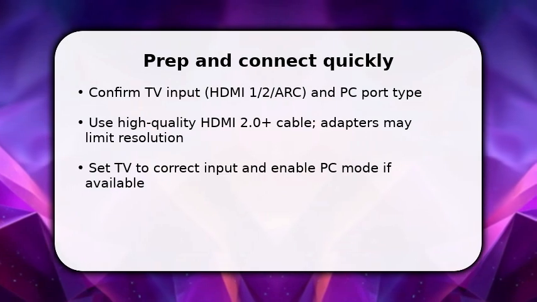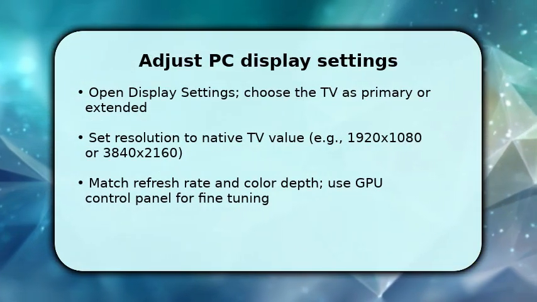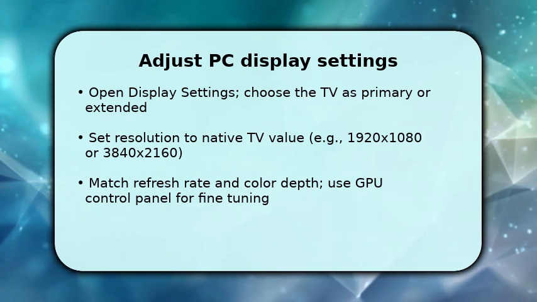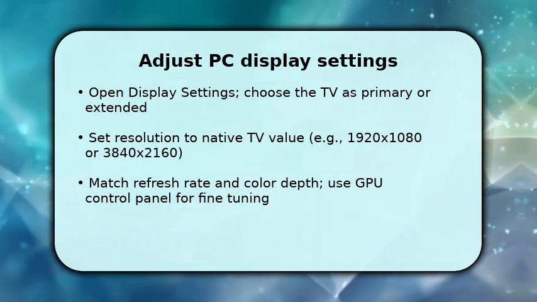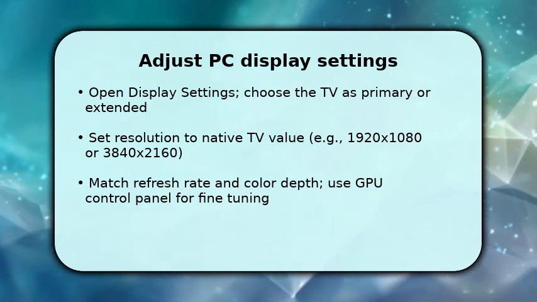Now you go into the PC display settings and select the TV as the active display. Choose the TV's native resolution. This gives the sharpest image. Then match the refresh rate the TV supports. Mismatches cause black bars or flicker.